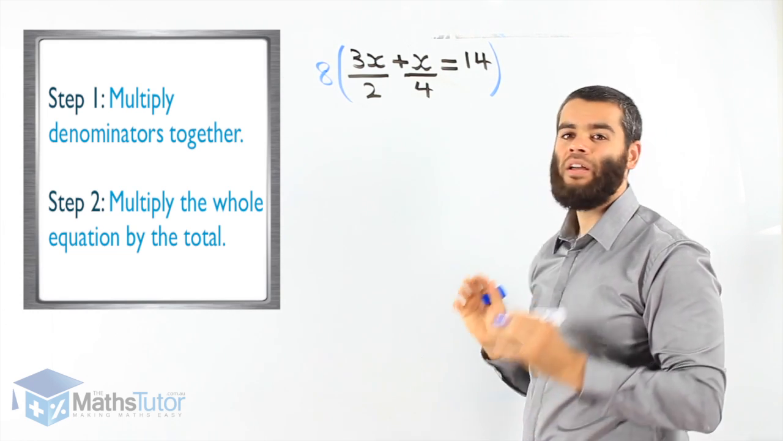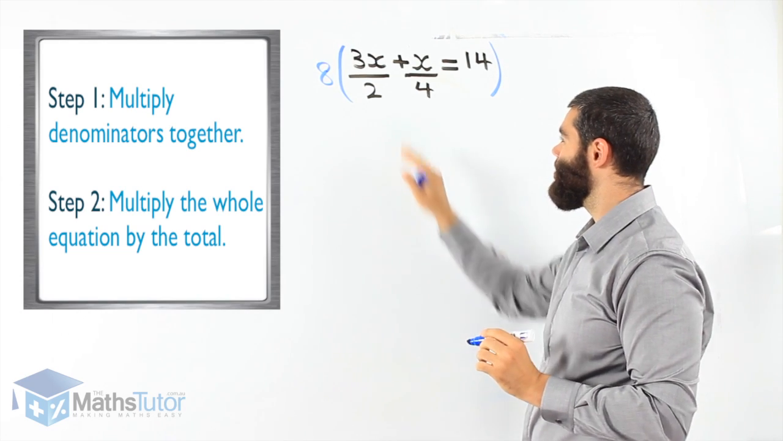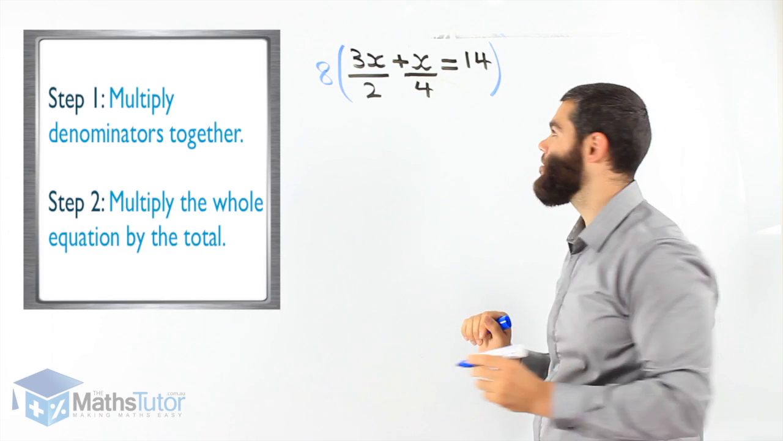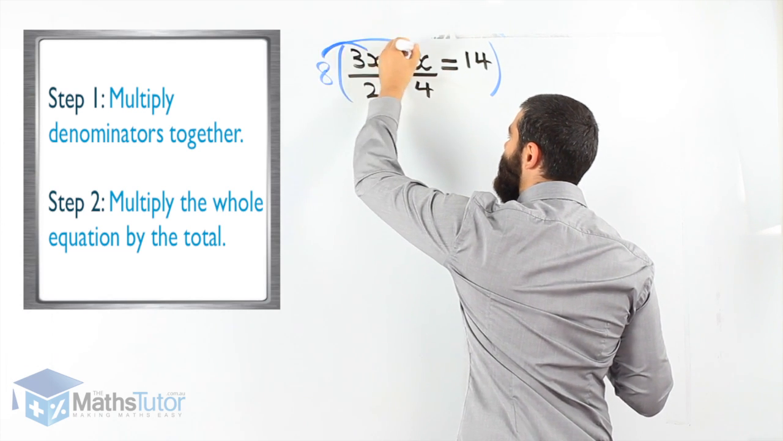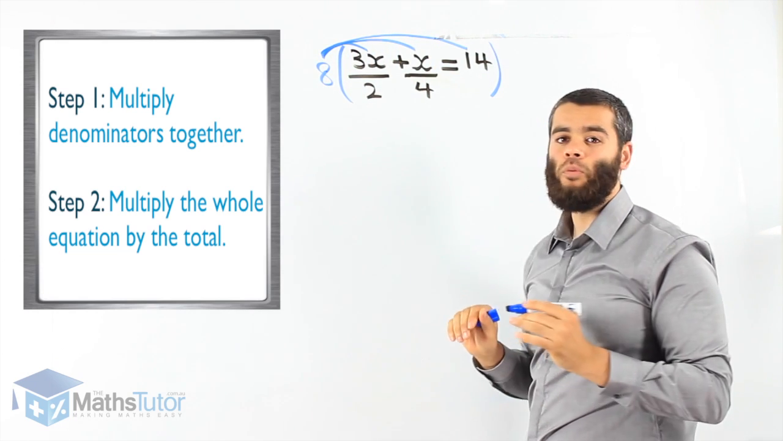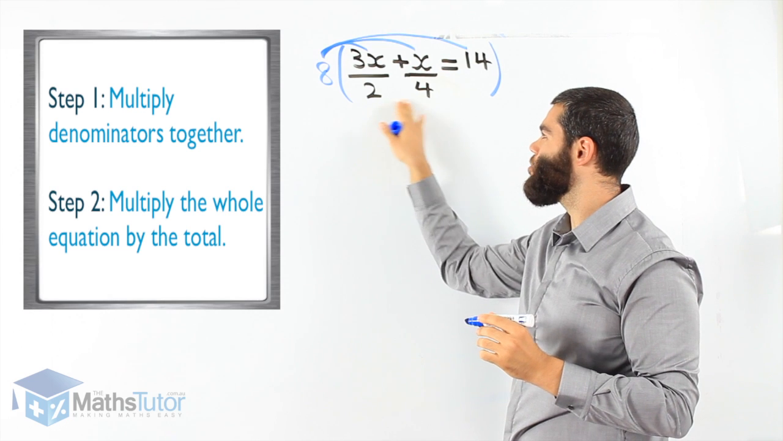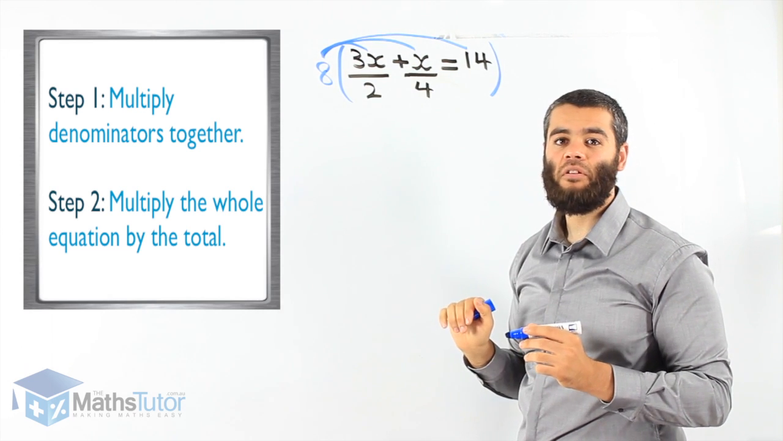2 times 4 is 8. So the first step all the time is to multiply the denominators. Now 8 times 3x, 8 times x, 8 times 14. So we multiply the total, 2 times 4, 8, times 3x, times x, and times 14.